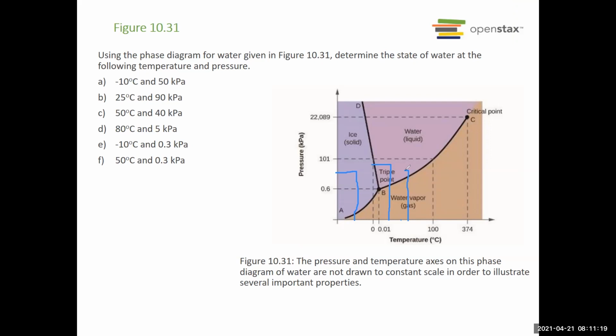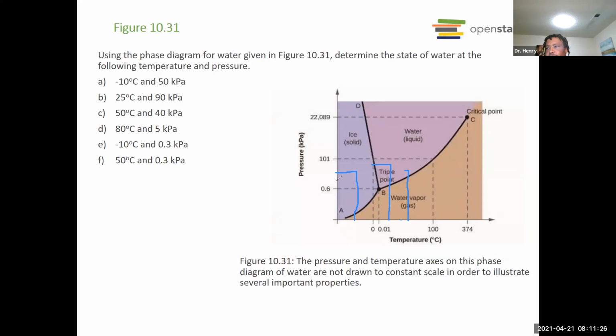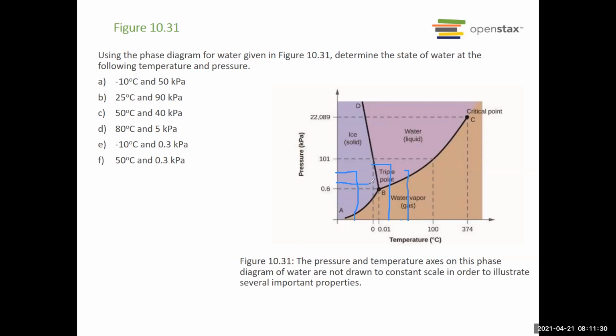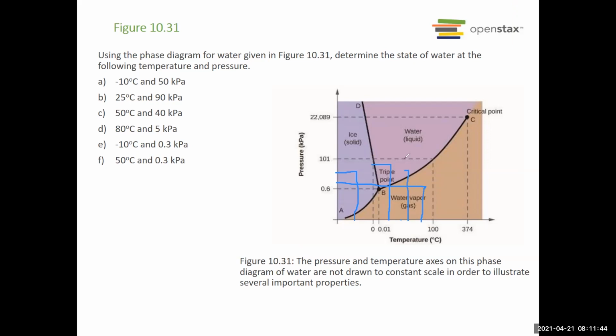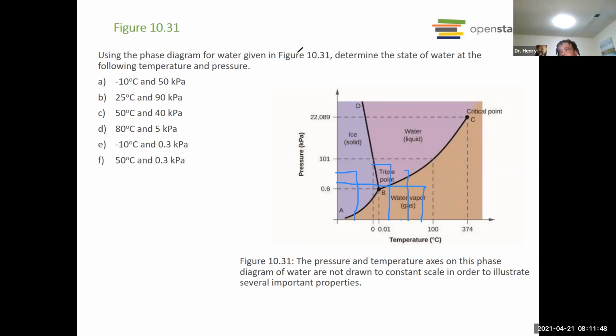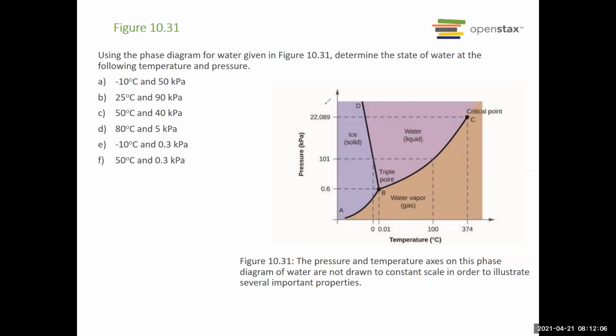I'm not sure if it's between the gas or the liquid because it's 5 kilopascals. Okay, so it'll be somewhere down here? Yeah, somewhere there. And it's 80 degrees Celsius? Yes. So what does it look like it would be? Gas. Okay. Matt? I would say solid. Okay. And Jessica? Would it be water vapor? Gas? Yep. Okay.